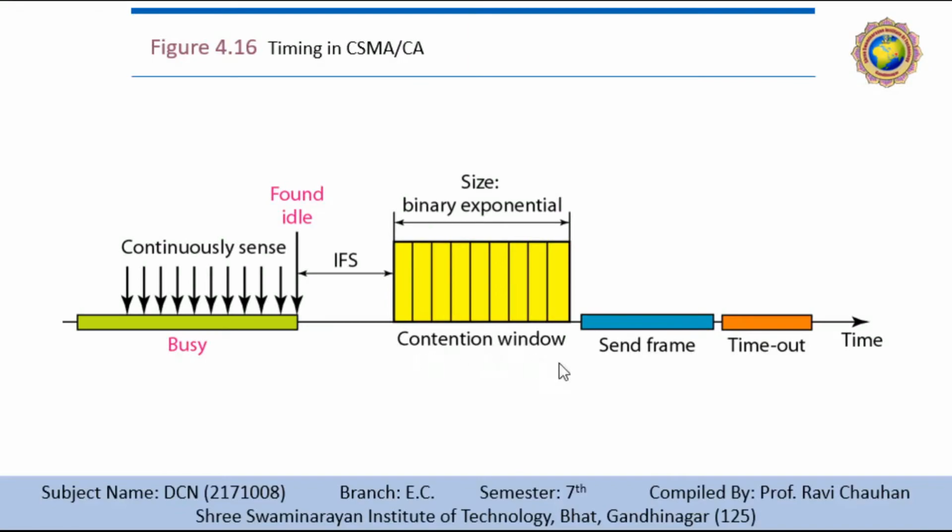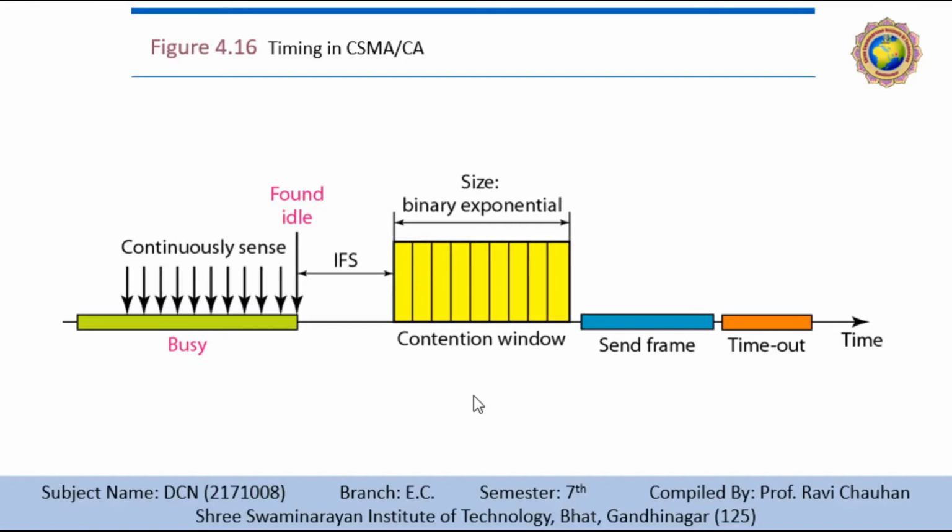Second is the contention window. The contention window is an amount of time divided into slots. Right? Our time is divided into slots. A station that is ready to send chooses a random number of slots as its wait time. The number of slots in the window changes according to the binary exponential backoff strategy. This means that it is set to one slot the first time and then doubles each time the station cannot detect an idle channel after the IFS time.